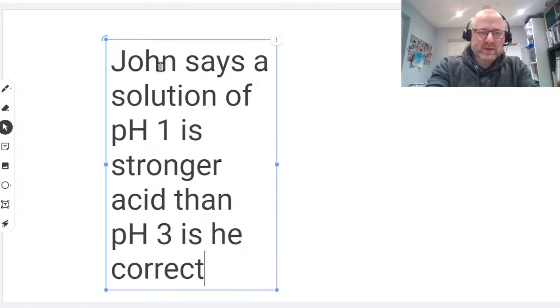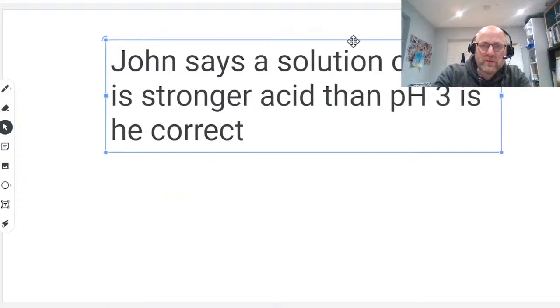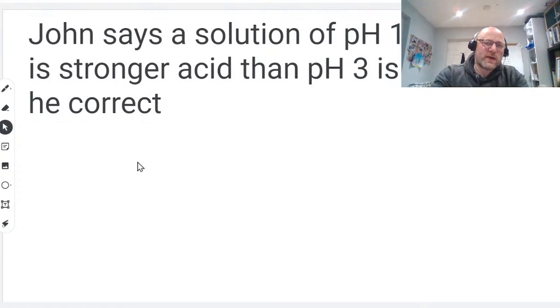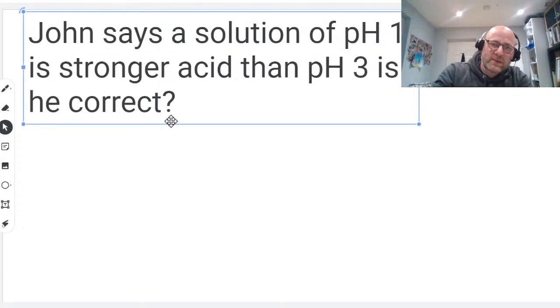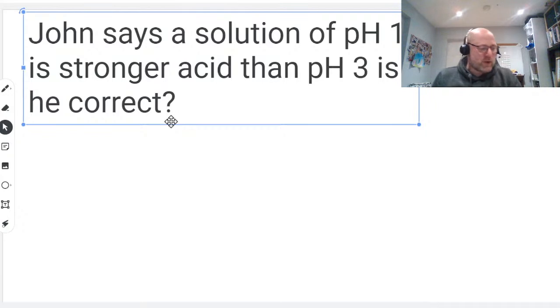Is he correct? Right. Okay, John says the solution of pH 1 is stronger than pH 3. Is he correct? 6 marks. Evaluate. So you could get something along these lines, which is talking about strong and weak acids. Is John correct?